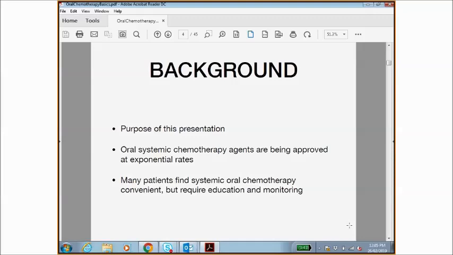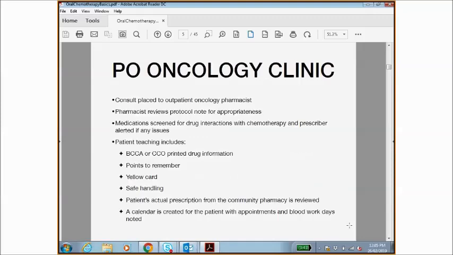So oral systemic chemotherapy agents are being approved at exponential rates. Many patients find them quite convenient, but they do require education and monitoring. So what happens at the PO oncology clinic here? The oncologist will assess the patient, and if they find that they're suitable for some therapy, then they'll place a consult to the outpatient oncology pharmacist. The pharmacist will review the protocol note for appropriateness, and then medications are screened for drug interactions with chemotherapy. All along this continuum, the prescriber is alerted if there are any issues or concerns.